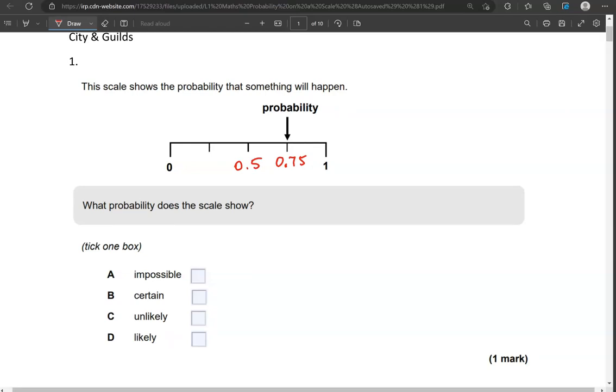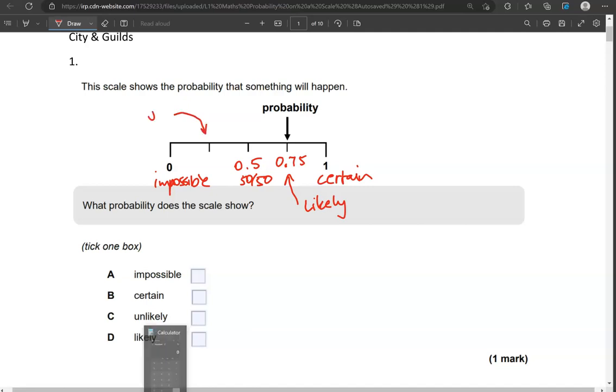So 0.5 is 50-50. Zero is impossible. One is certain. So 100% it's going to happen. This one here is likely. So chances of it happening are greater than it not happening, because 0.75 is 75%. And this is unlikely. So that's 25%, which means that chances of it not happening are greater than of it happening. So to answer the question again, this is likely.